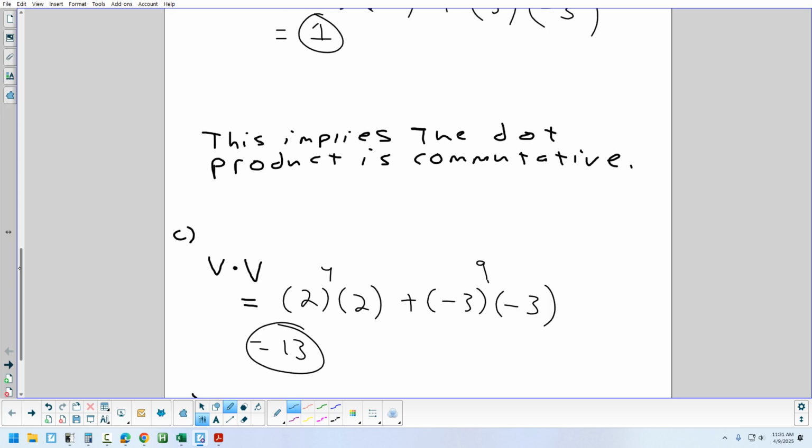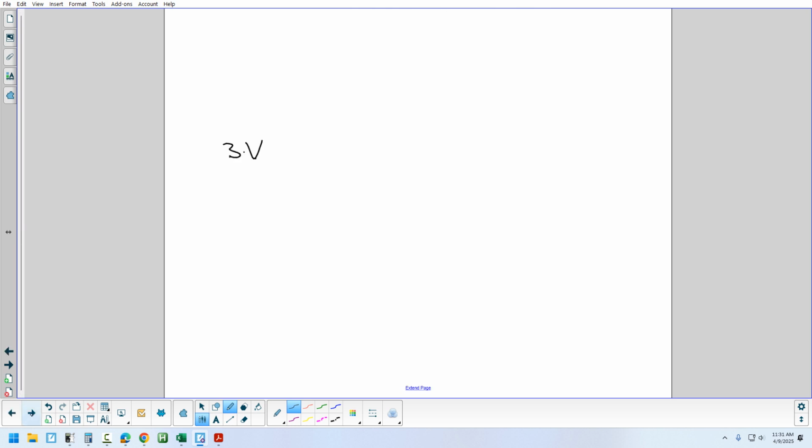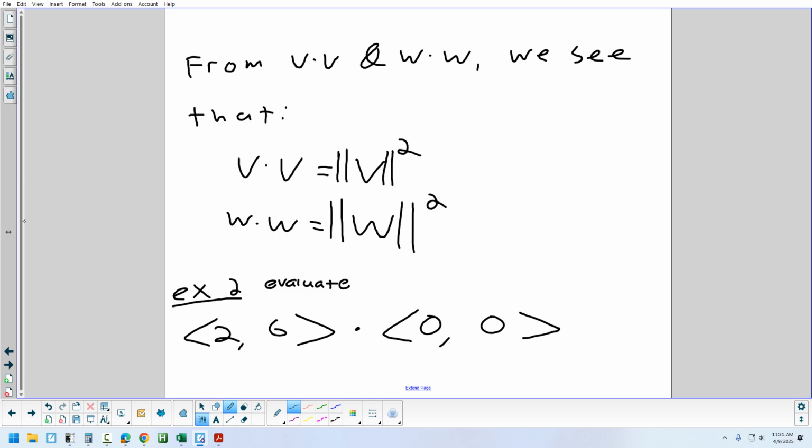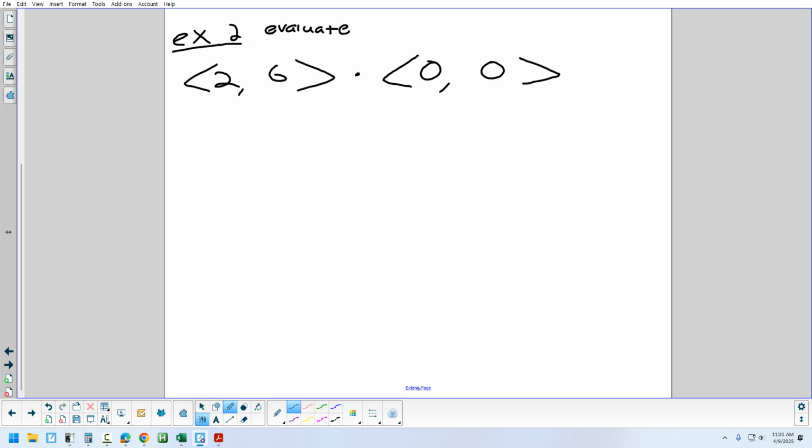Any question on finding the dot product? Okay. Let's try example 2. It's the vector 2, 6 dotted with the vector 0, 0. What's going to be the dot product here? 0. 0 the number or 0 the vector? 0 the number, right?